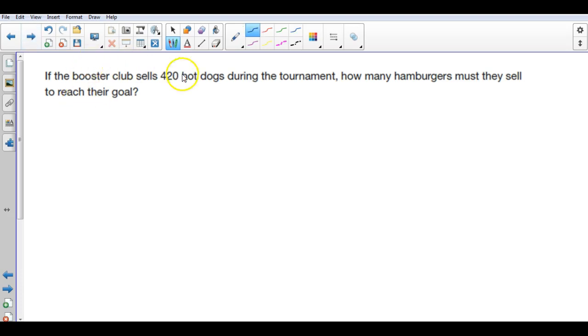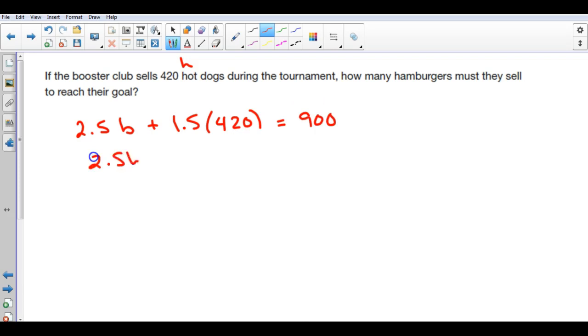So I go back to the equation. This is different this time because I'm giving you the number of hot dogs. So 2.5 times the b value for the number of burgers plus $1.50 for all 420 of those hot dogs. And I want to know how much they're going to need to reach $900. So 2.5b plus, I'm going to take 420 times 1.5, and I get 630, and then I want to bring down the equals 900. So what this means, again, they earned $630 so far.